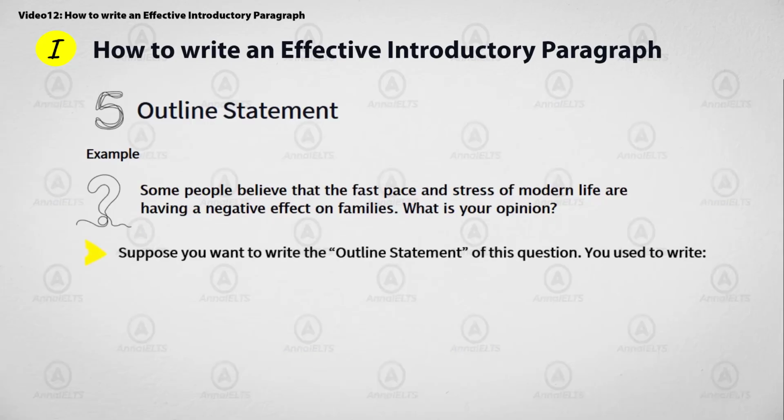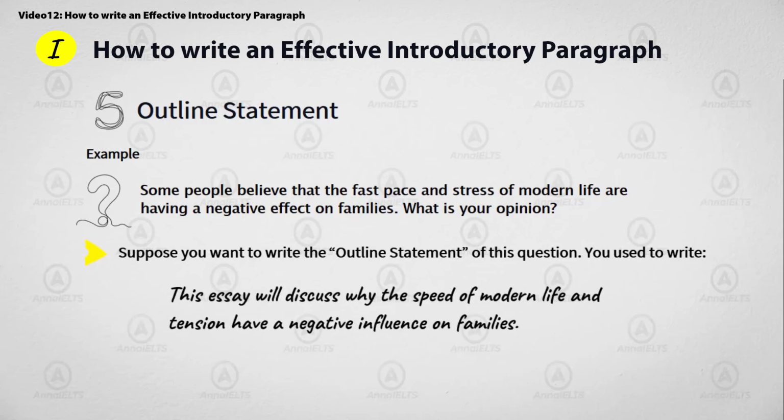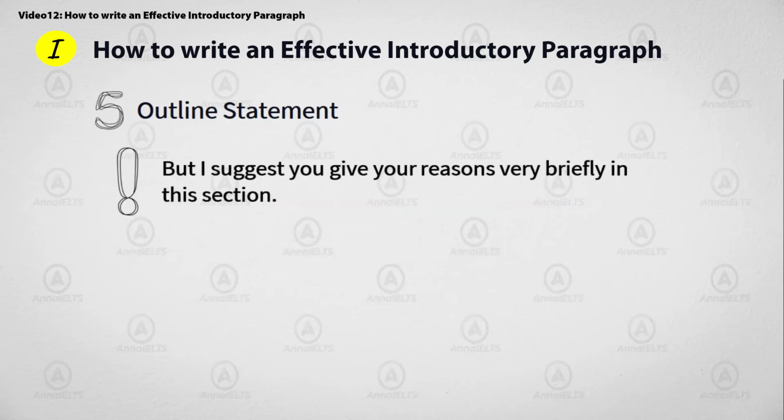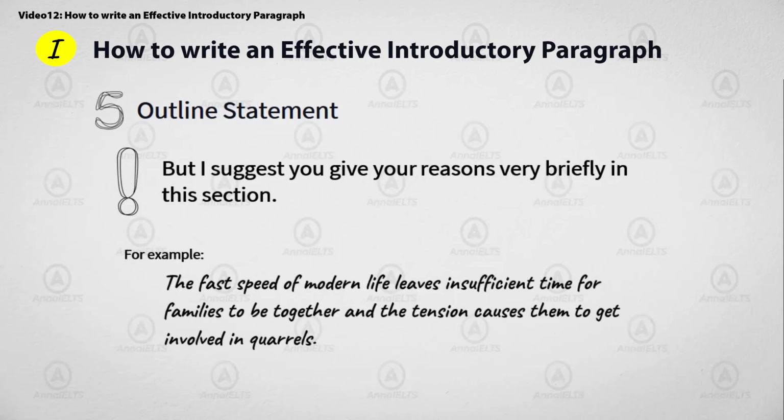Suppose you want to write the outline statement of this question. You used to write, this essay will discuss why the speed of modern life and tension have a negative influence on families. But I suggest you give your reasons very briefly in this section. For example, the fast speed of modern life leaves insufficient time for families to be together, and the tension causes them to get involved in quarrels.